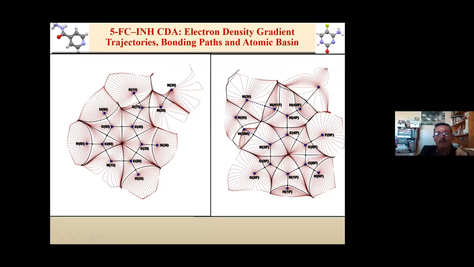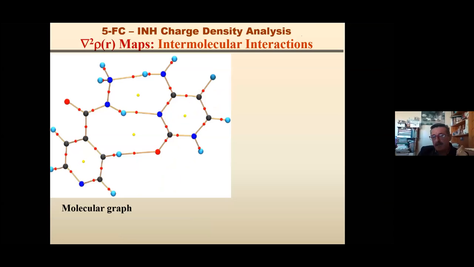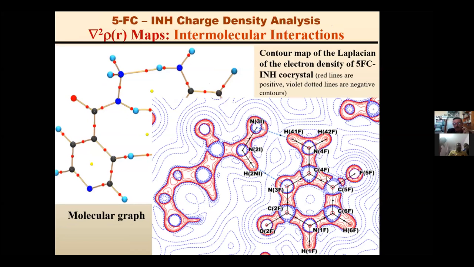So that gives you information about how this molecule interacts. Here you have, for example, the contour of the Laplacian of this. It gives you the concentration of the charge density. For example, here is the information of the intermolecular synthons between these two molecules: the nitrogen pointing to the hydrogen atoms on the NH2 of this 5FC, and also here the lone pair of the other nitrogen of the 5FC pointing to the hydrogen. So this will give you very clear information about this charge density and how these molecules interact.